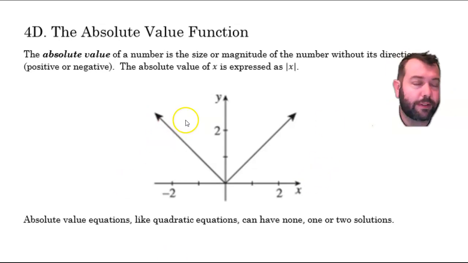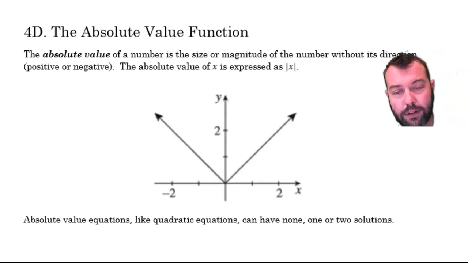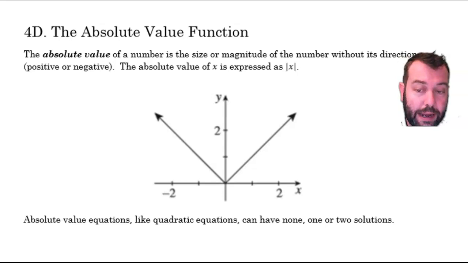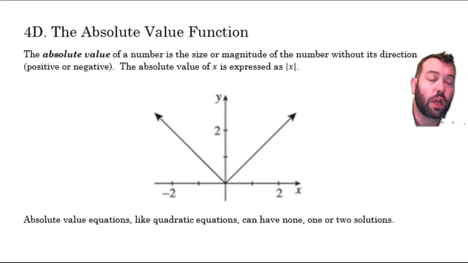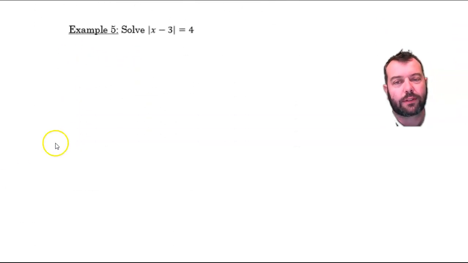Now, the graphs of these share some characteristics with parabolas, I suppose, because they change direction. They turn around, and consequently, as a solution to an absolute value equation, we might have 0, 1, or 2 solutions. What does that mean? Well, here's an example.